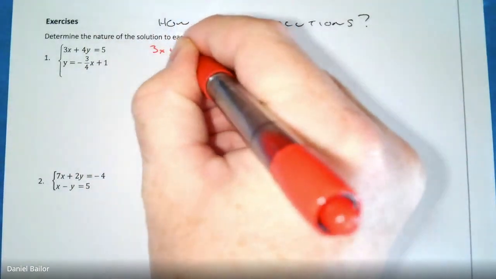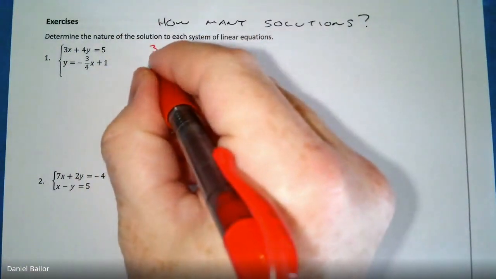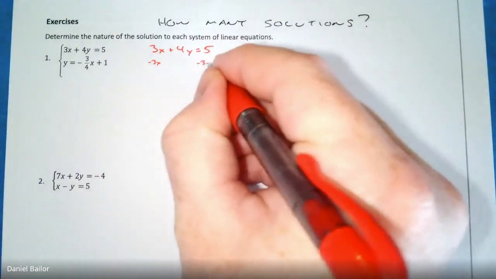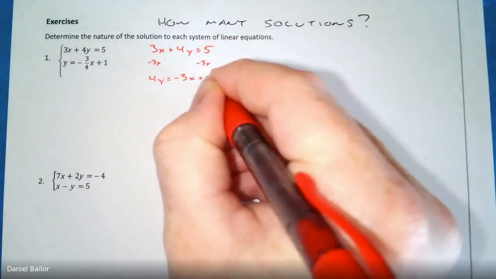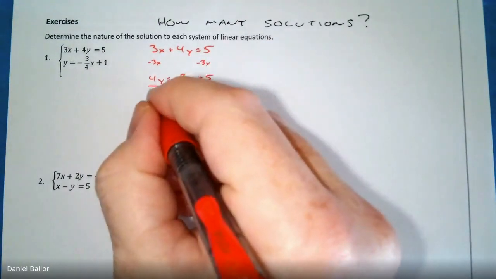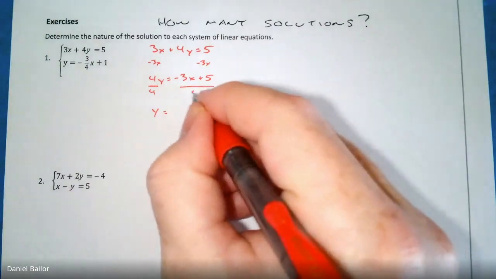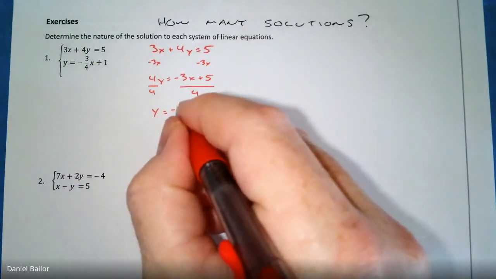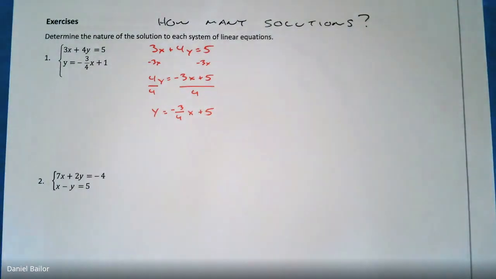3x plus 4y equals 5 needs to be in slope-intercept form. First thing I'm going to do is subtract 3x from both sides. So I get 4y equals negative 3x plus 5. Then I need to divide by 4 to get the y by itself. And I divide everything by 4. So I get negative 3/4 x plus 5 over 4.